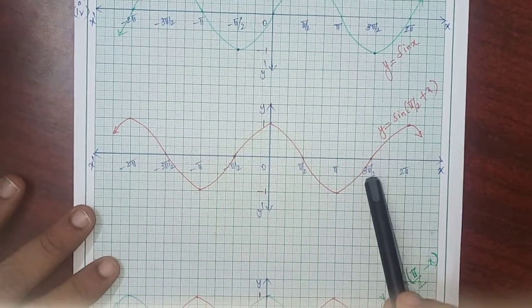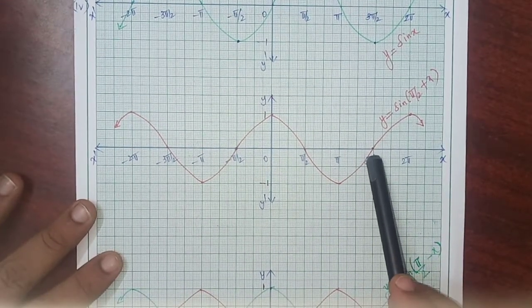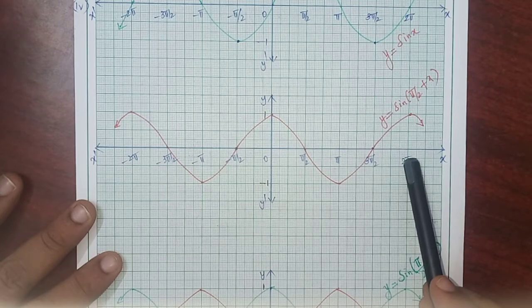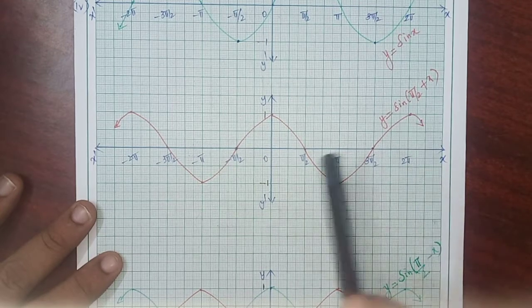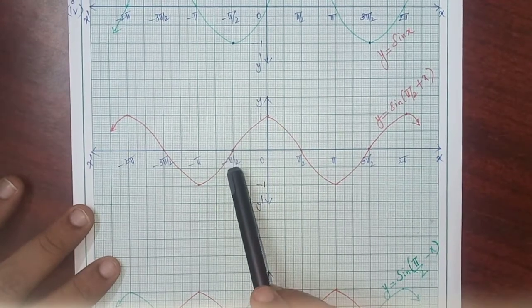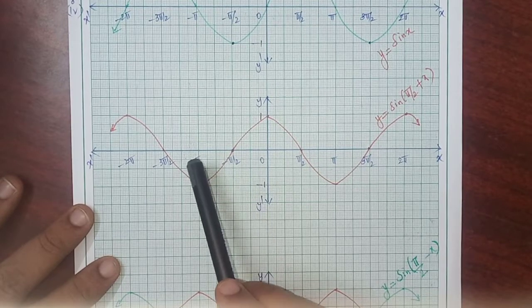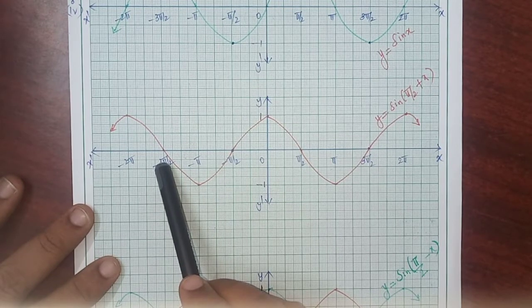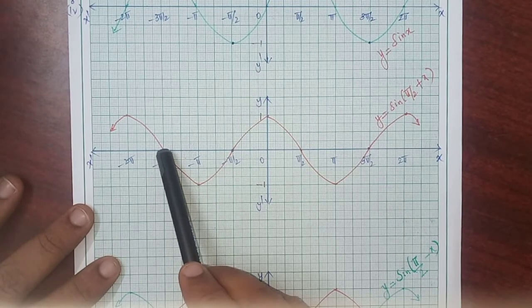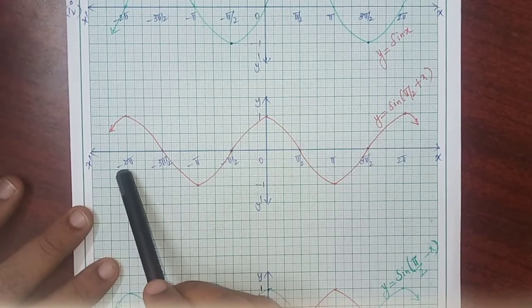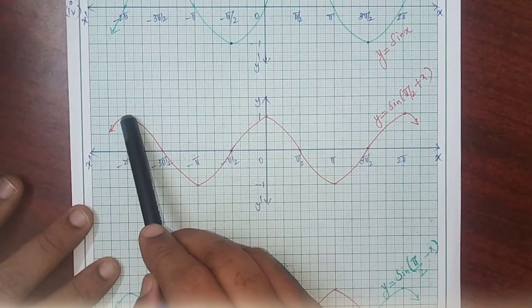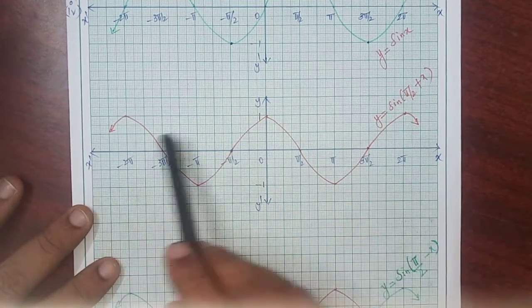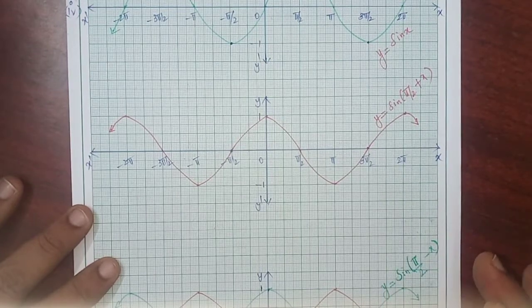Then cos 270 value is 0, cos 360 value is equal to 1, cos minus 90 value is 0, cos minus 180 value is equal to minus 1, cos of minus 270 value is 0, cos of minus 360 value is 1. We will be studying this elaborately in the chapter trigonometry.